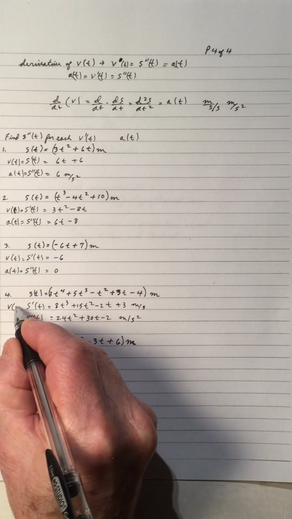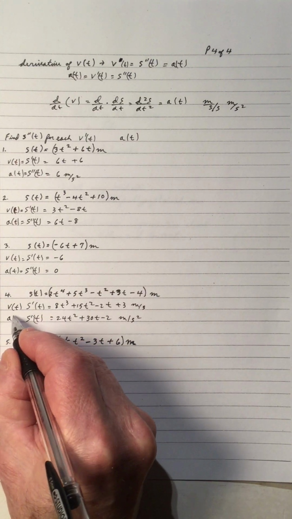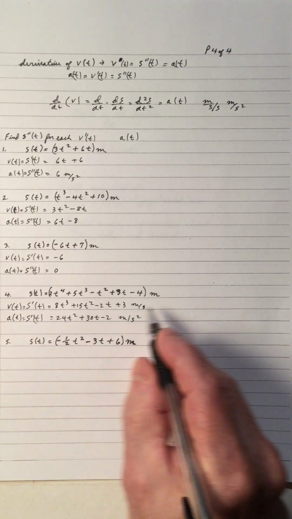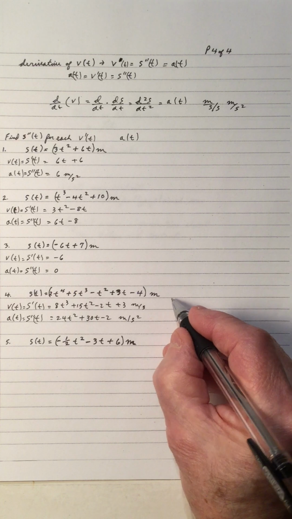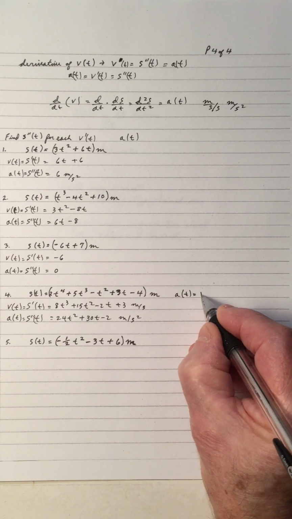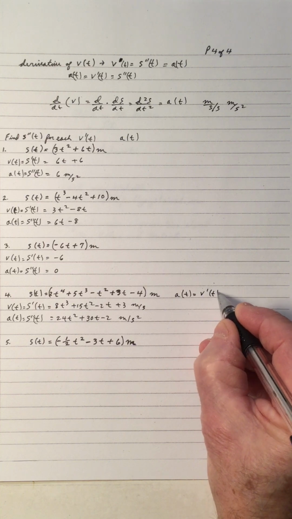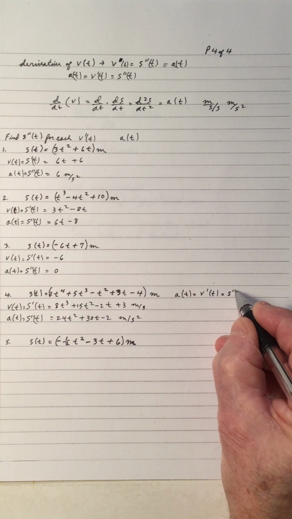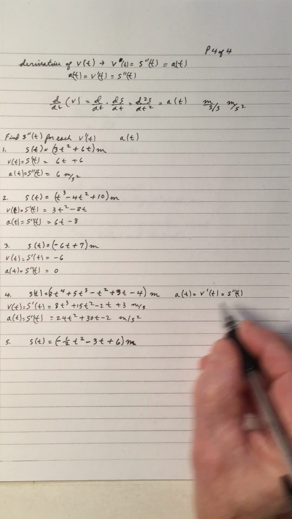Again, first derivative is velocity. Second derivative is acceleration. And just to recap, we haven't finished it, but just recapping. Acceleration a is the derivative of velocity, or the double derivative of the position function.